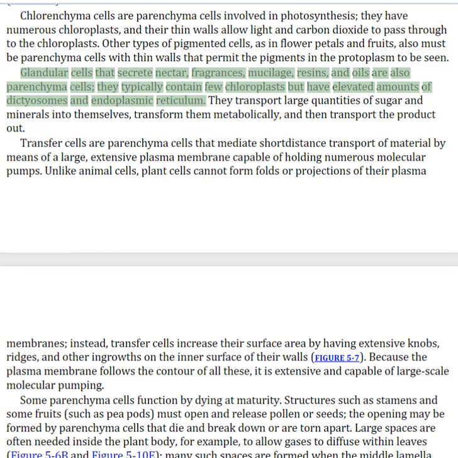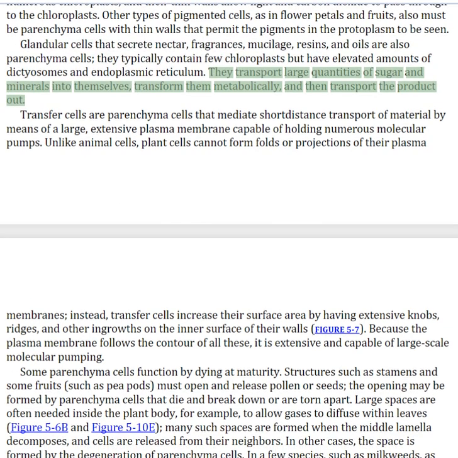Glandular cells that secrete nectar, fragrances, mucilage, resins, and oils are also parenchyma cells. They typically contain few chloroplasts but have elevated amounts of dictyosomes and endoplasmic reticulum. They transport large quantities of sugar and minerals into themselves, transform them metabolically, and then transport the product out.